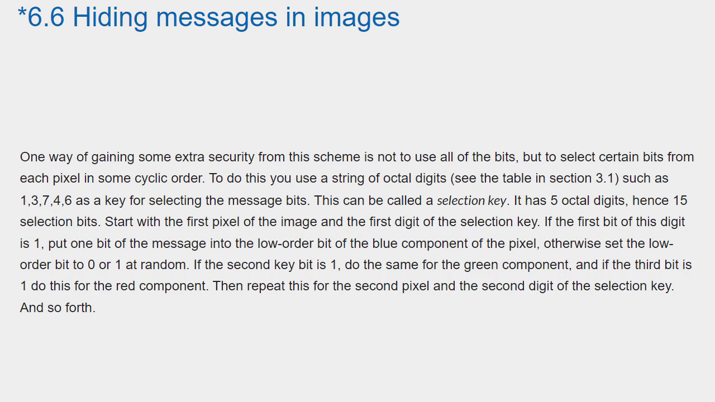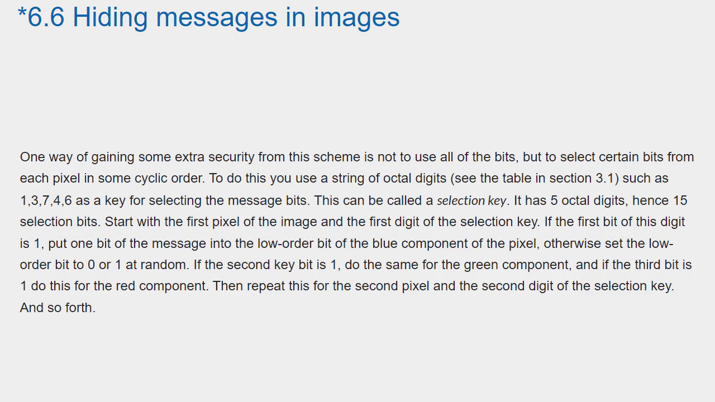One way of gaining some extra security from this scheme is not to use all of the bits, but to select certain bits from each pixel in some cyclic order. To do this, you use a string of octal digits, such as 1, 3, 7, 4, 6, as a key for selecting the message bits. This can be called a selection key.